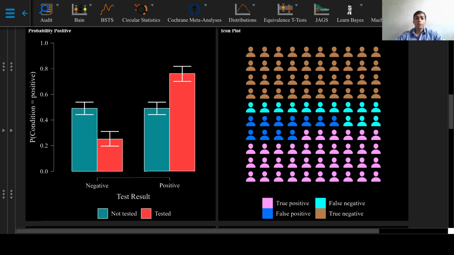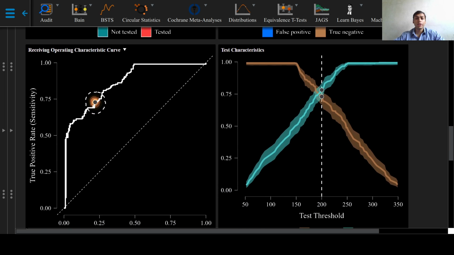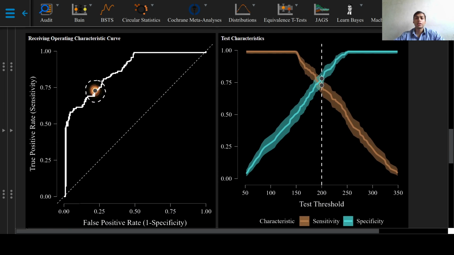The icon plot aids understanding by showing particular numbers of people being healthy, infected, diagnosed positively, and diagnosed negatively. In the real world, we do not have perfect tests. Maximizing sensitivity and specificity at the same time is constrained, as they are inversely related. Increasing sensitivity comes at the cost of decreasing specificity and vice versa.